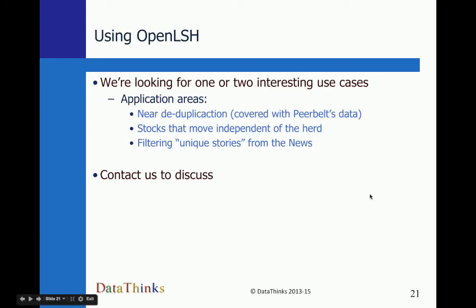So we're still looking for really interesting use cases. As we said, the near duplication was covered with Peerbolt's data, and even our test use case of using tweets. So stocks that move independent of the herd, filtering unique stories from the news. These are other potential use cases, but I suspect that there are many more. So contact us to discuss, because we definitely like to work with other people that maybe have some cool ideas.